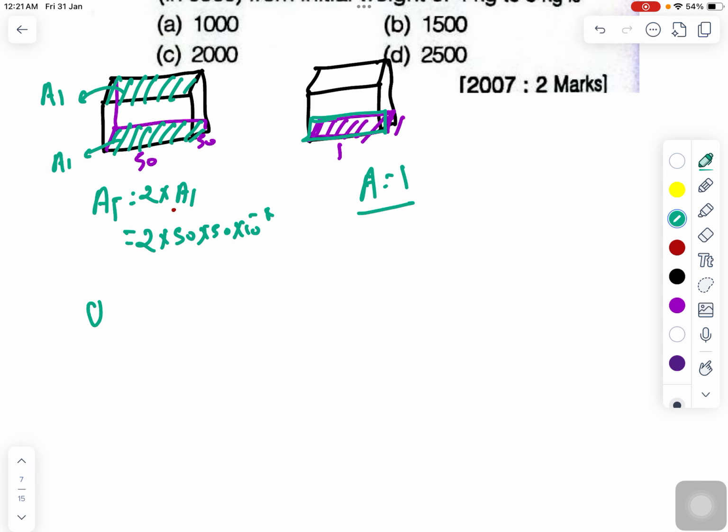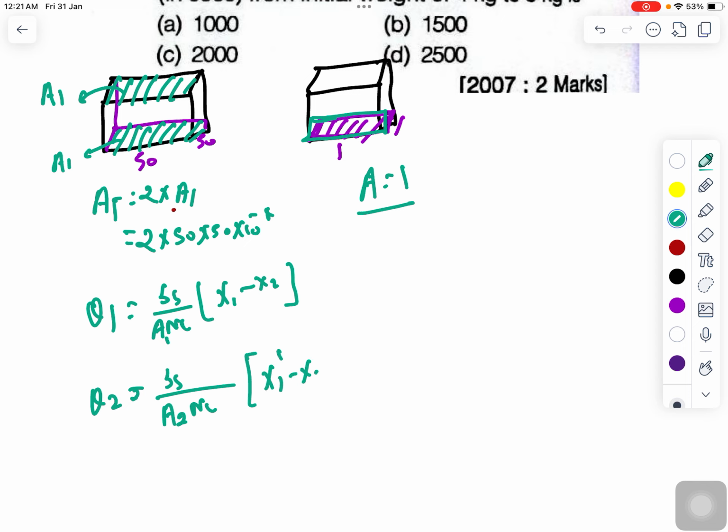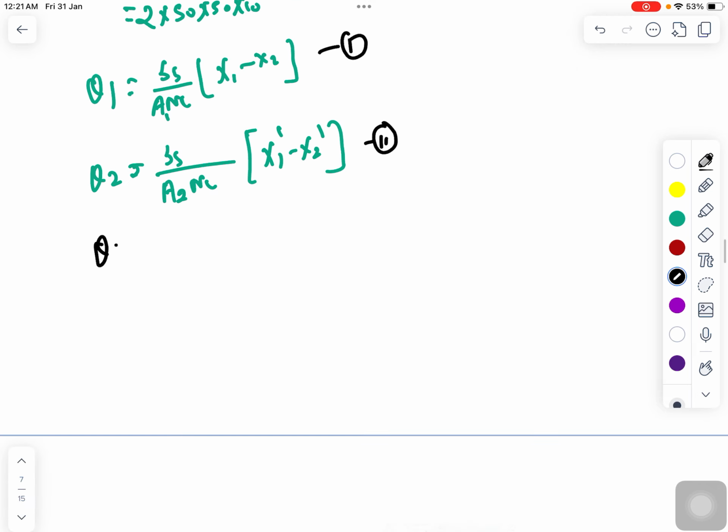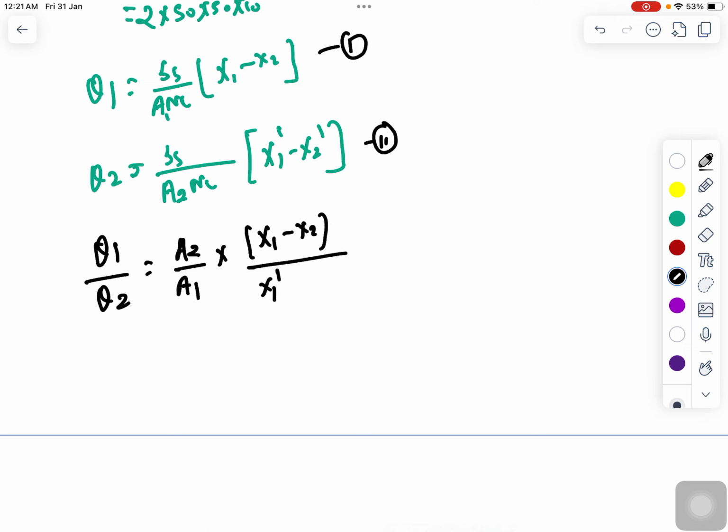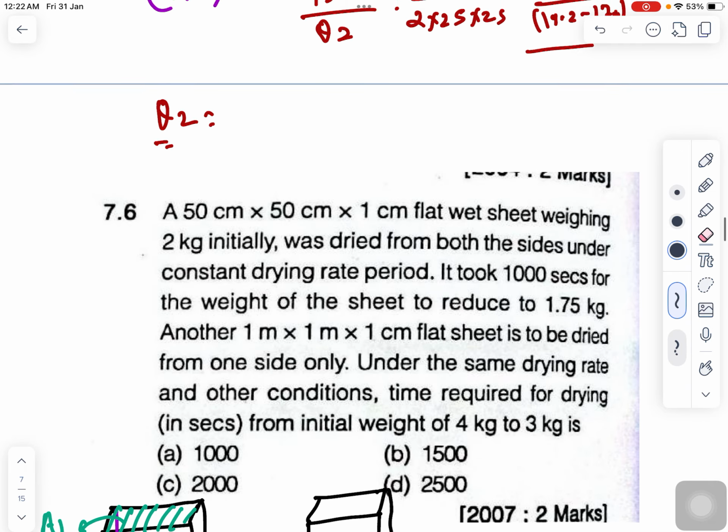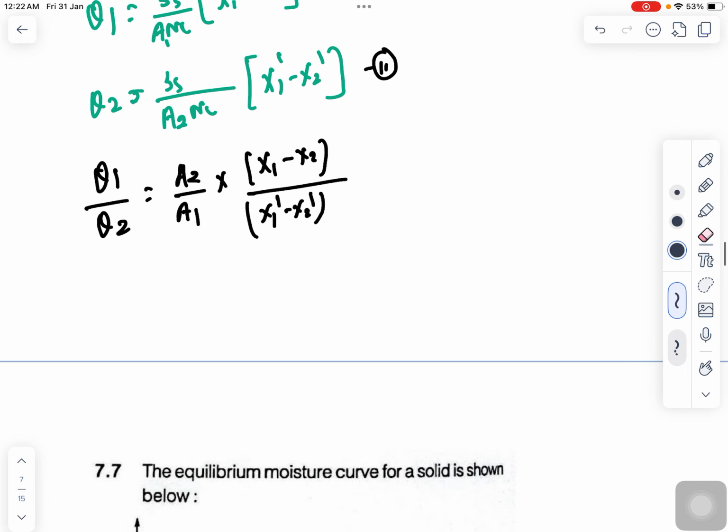So now I can write theta 1 is equal to SS divided by A and C into obviously x1 minus x2, and this is A1, and theta 2 is equal to SS divided by A2 and C, because SS is the same for both of these materials, and again x1 dash minus x2 dash. So let's say this one is equation first and this one is equation second. If I divide these, I can write directly theta 1 by theta 2 is equal to A2 divided by A1 multiplied by (x1 minus x2) divided by (x1 dash minus x2 dash). Theta 1 is given to you in the problem, which is 1000, and you are supposed to calculate theta 2.